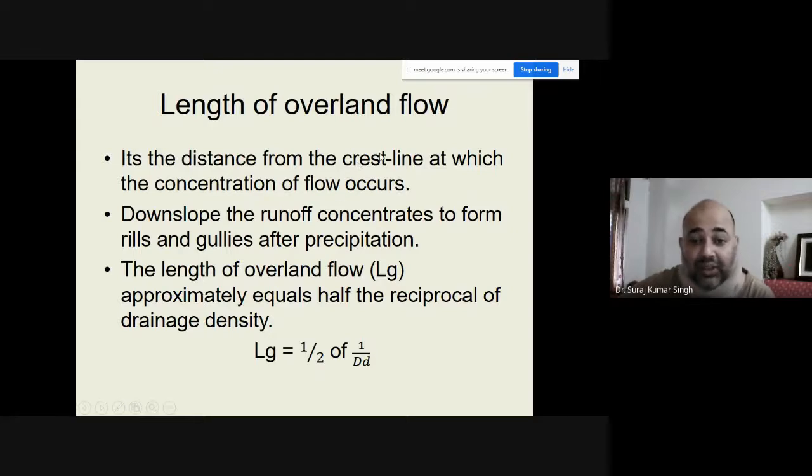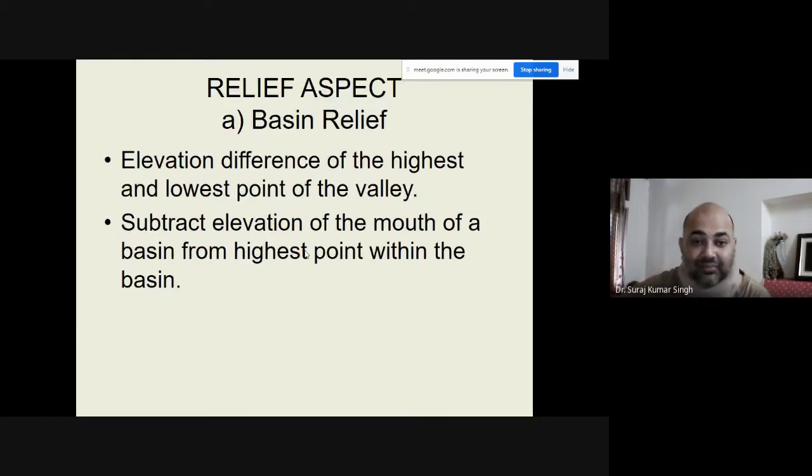Now, length of overland flow. So, what do you mean by length of overland flow? It is the distance from the divide line at which the concentration of flow occurs. Downslope, the runoff concentrates to form rills and gullies after precipitation, and the length of overland flow that you see during the monsoon period is approximately equal to half of the reciprocal of the drainage density. So these are all the parameters related to the shape of the basin.